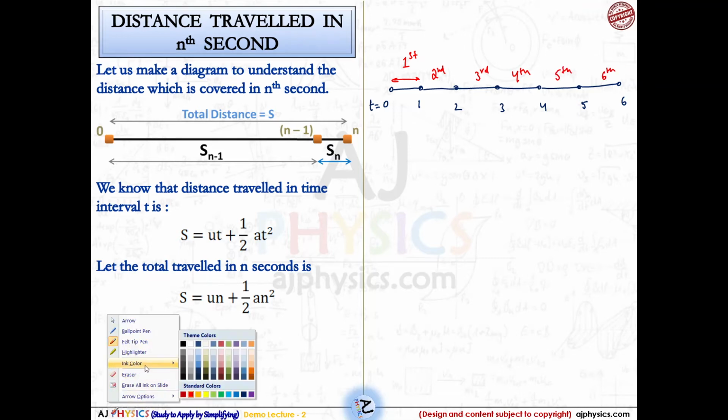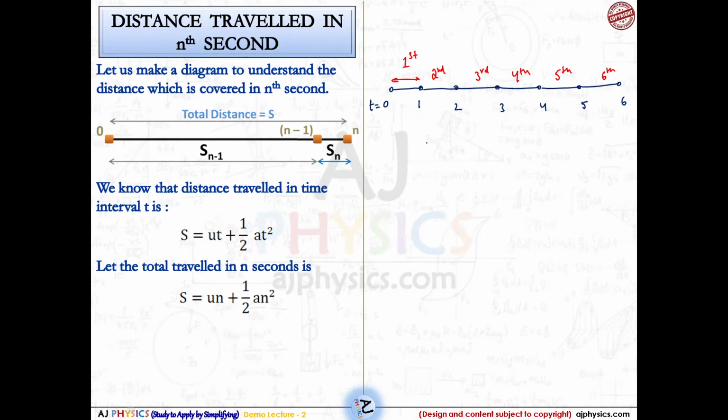Now there is a difference in the statement. Now try to understand this. Distance in 6, or you can take 5 seconds. So what you will do, you will calculate the whole distance from this point to this point. So this is the total distance covered in 5 seconds, like the distance in 5 seconds.